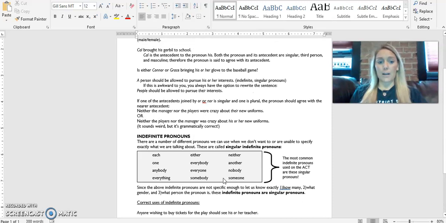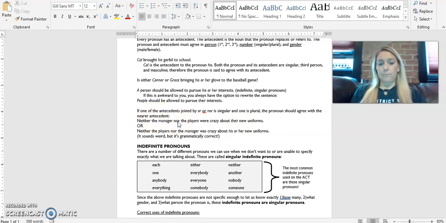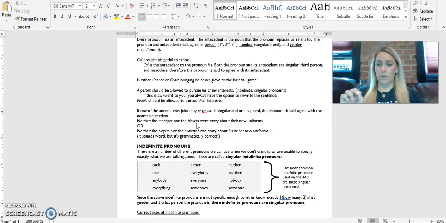Now, if we go back up here again, let's see, here's where it can get kind of tricky, okay? You have here the word neither. So neither is actually a singular indefinite pronoun, but you actually specify who exactly you're talking about here, right? Neither the manager nor the players. All right, so is it neither the manager nor the players were crazy about his or her new uniform or their new uniform?